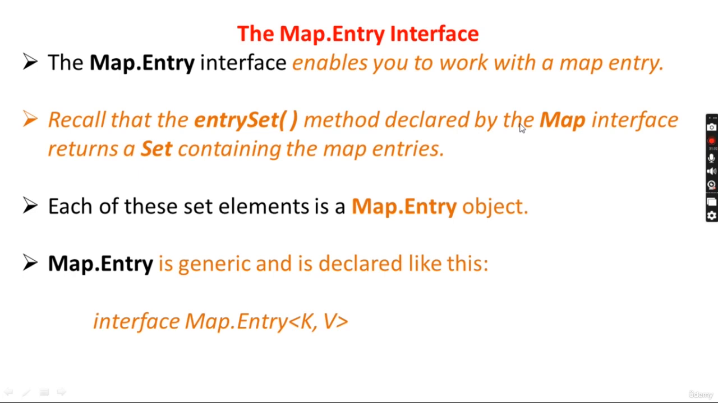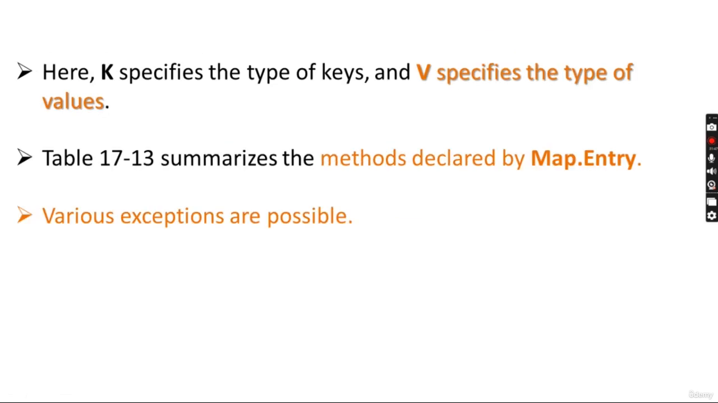Recall that the entrySet method declared by the Map interface returns a set containing the map entries, used to iterate through a map. Each of these set elements is a Map.Entry object. Map.Entry is generic, and its syntax is interface Map.Entry<K, V>. Here K specifies the type of key and V specifies the type of value. The next table summarizes the methods.